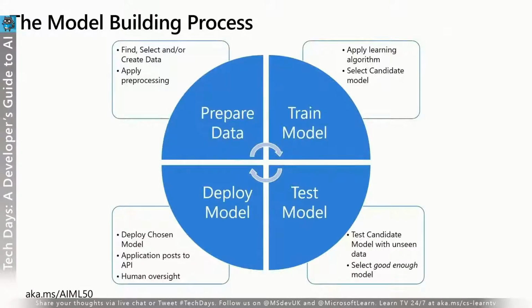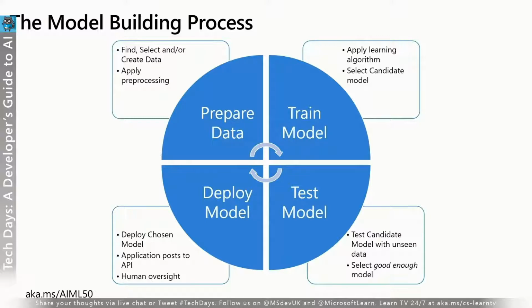Just like in traditional development, we have the software development lifecycle. There's kind of a life cycle for machine learning models as well. And this we're calling the model building process. And within this, there's these different steps that you go through. So when you start to think about building a machine learning model, the first thing you need to think is, do I have data to build this model? So you need to find, select, or create that data, and then you need to process it so it can be put through an algorithm.